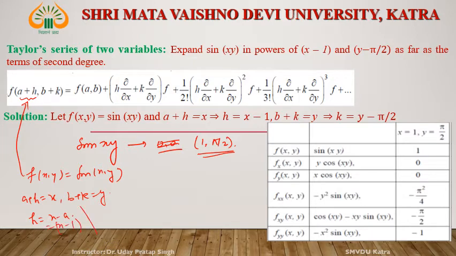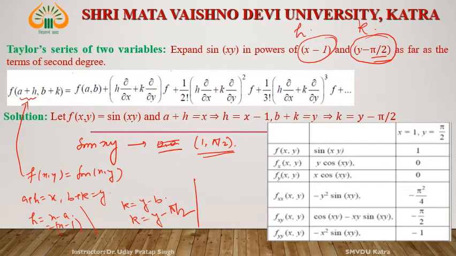Next, b plus k is equal to y. It means k is equal to y minus b. What is b? B is pi by 2. So this is k and this one is h, and we have to expand in these powers. It means our point is 1 and pi by 2. We have to expand our function around this point, or in other words, in powers of x minus 1 and y minus pi by 2.